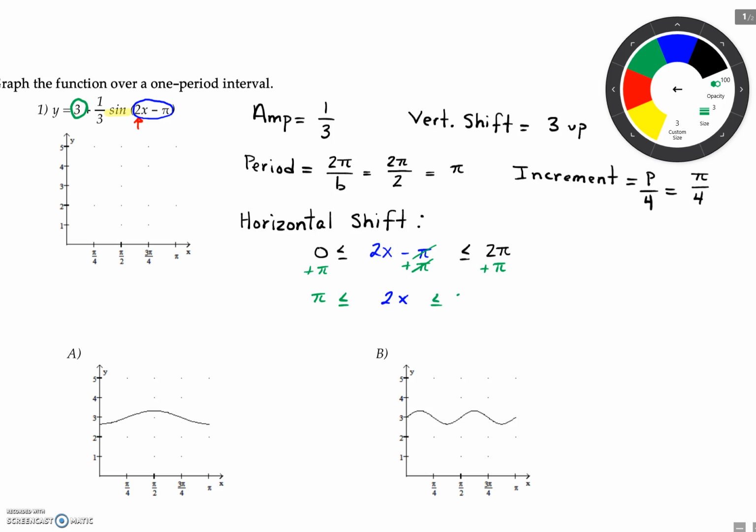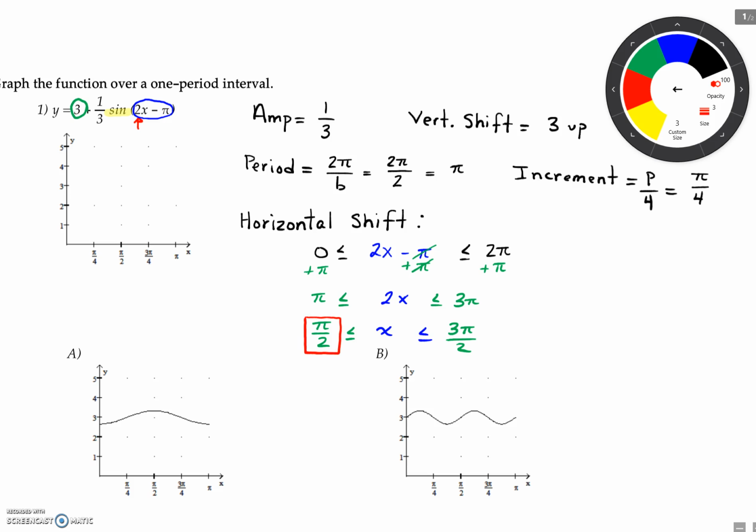And then here we have 3 pi. Okay, so then I divide everything by 2, and it looks like we're going to have pi divided by 2. Once I divide the middle part by 2, I'm just left with x. And then 3 pi divided by 2 is just going to look like this. So here we can get our phase shift, or the horizontal shift.